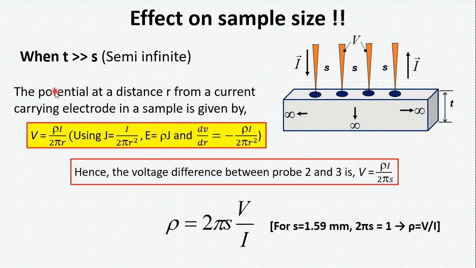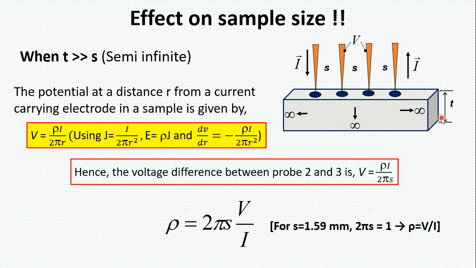And the last one is the effect of sample size on the resistance measurement process. So here we will discuss two cases. The first one is when t is much greater than s. Here t is the sample thickness and s is the space between two probes. As you can see, this is a semi-infinite sample.